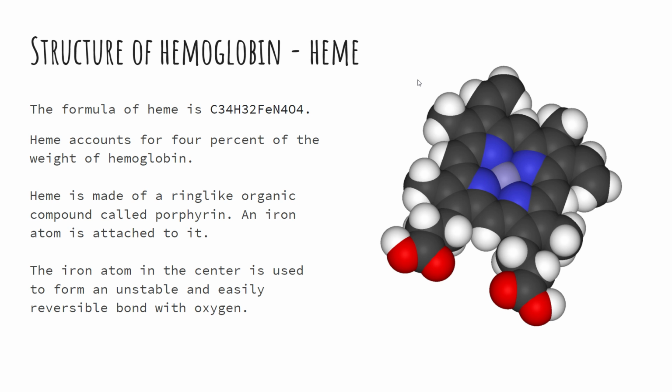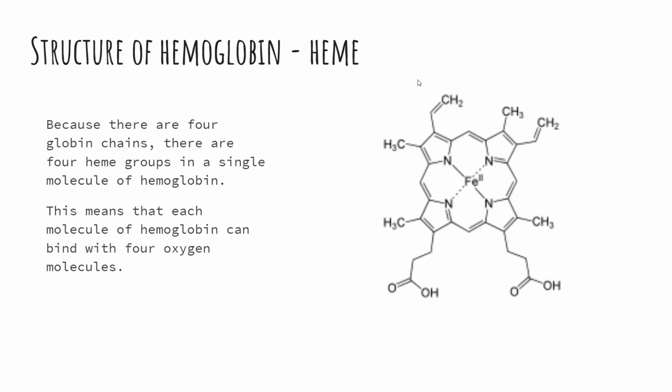The iron atom in the center is used to form an unstable and easily reversible bond with oxygen. Because there are 4 globin chains, there are 4 heme groups in a single molecule of hemoglobin. This means that each molecule of hemoglobin can bind with 4 oxygen molecules.